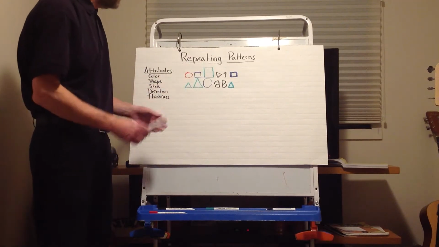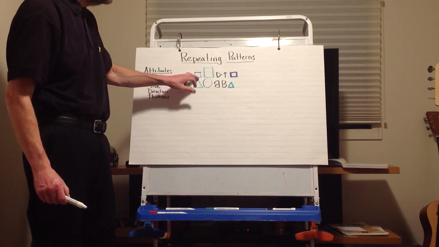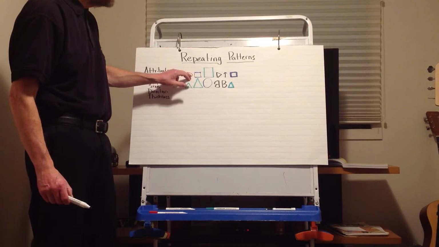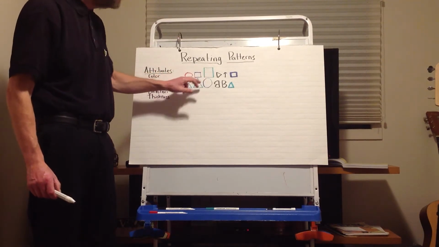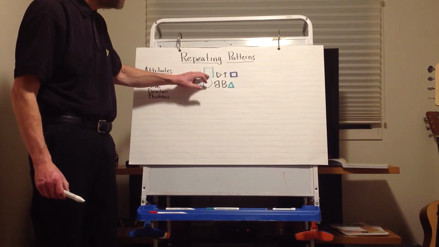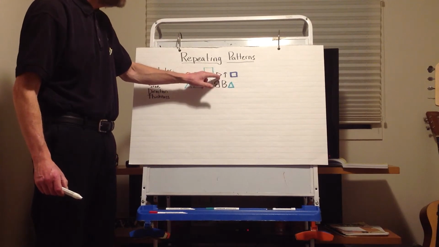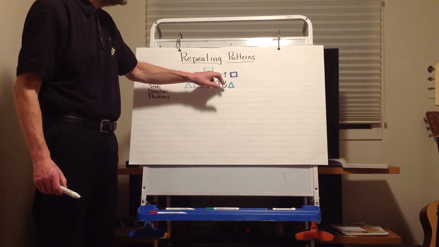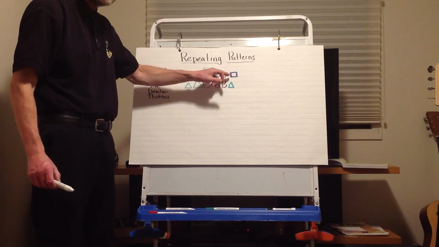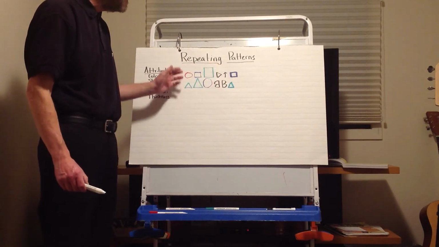So here we go. Changing color, going from red to blue, changing shapes, going from circle to square, changing size, going from small square to large square, changing direction by having a triangle on its side and an arrow, and then changing thickness by having a thicker square. Like I say, these can get long.